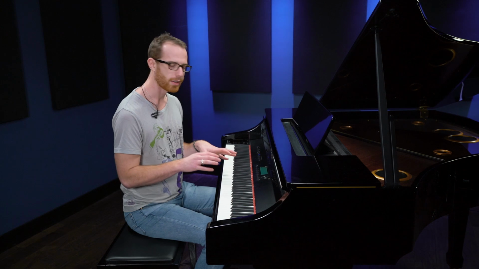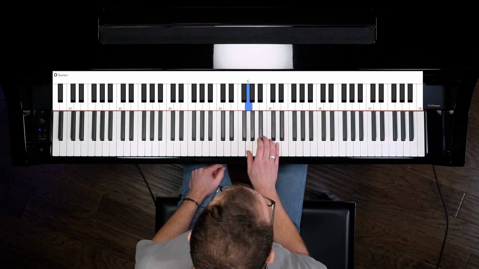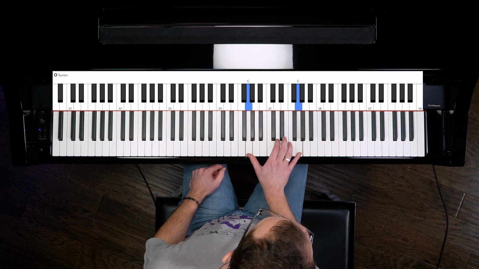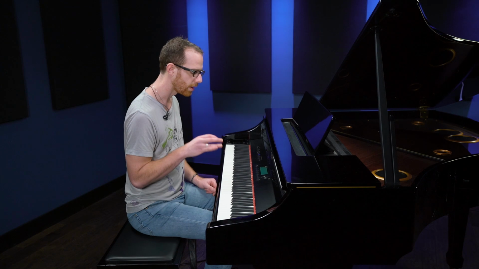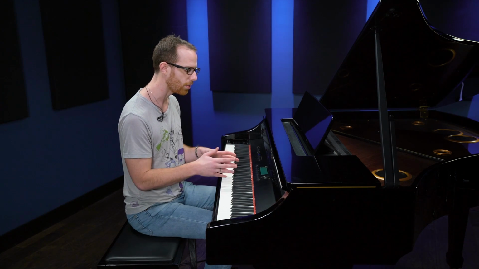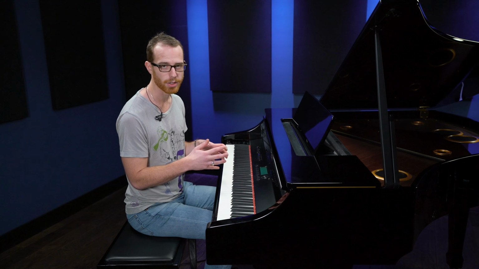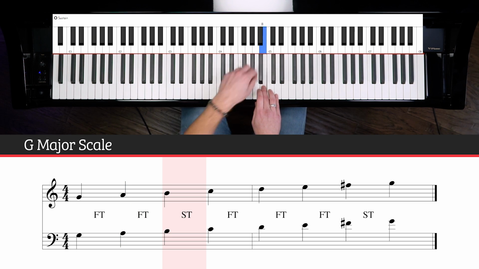So we're going to look at G. We're going to learn G major here. We're starting on this note right here, and we're going to play up to the high G. So if we have that full tone, semitone formula, let's see what we need to do with the keyboard to make that major scale. So we have a full tone, another full tone, and then we have that semitone, and the keyboard's all lined up for us here.